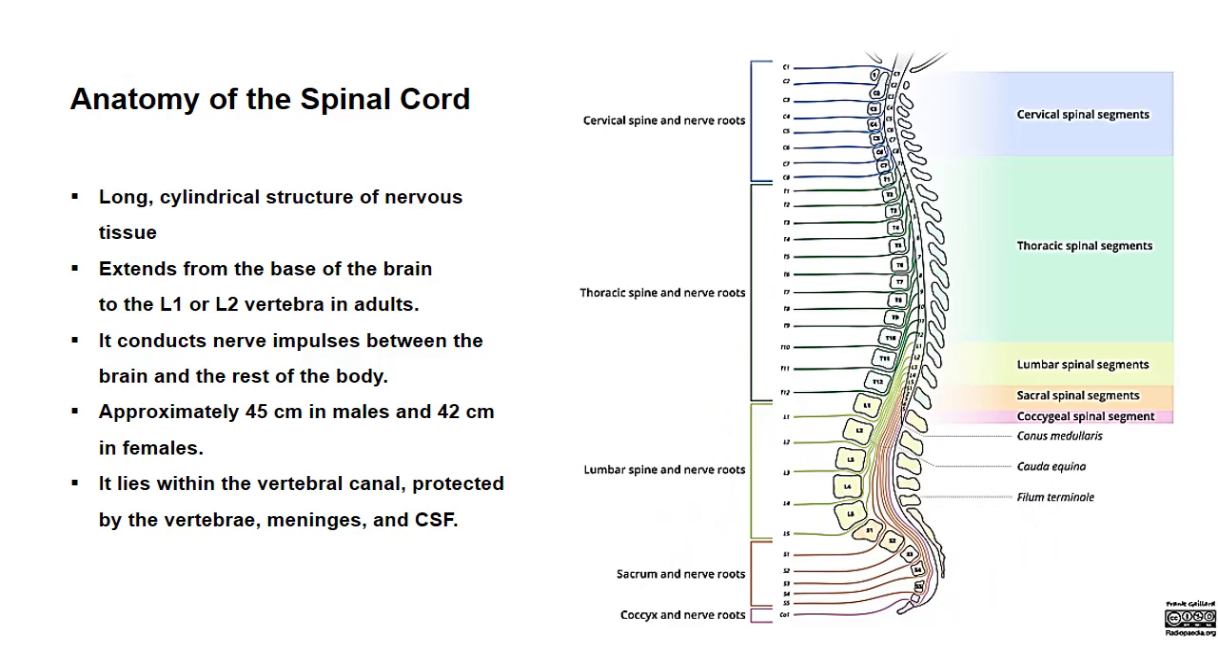The spinal cord is a long cylindrical structure of nervous tissue. It begins at the medulla oblongata at the base of the brain and extends down to around the first or second lumbar vertebra. That's roughly L1 to L2 in adults. In males, it measures about 45 centimeters and in females around 42 centimeters. It lies protected within the vertebral canal, cushioned by the meninges and cerebrospinal fluid.